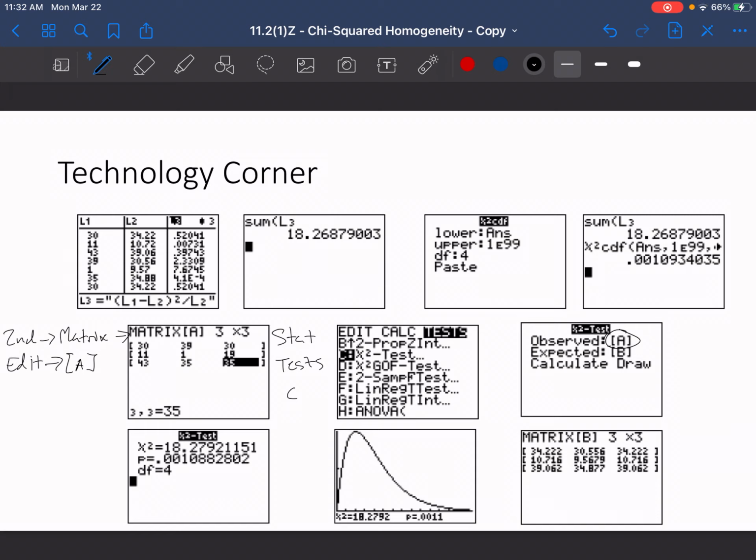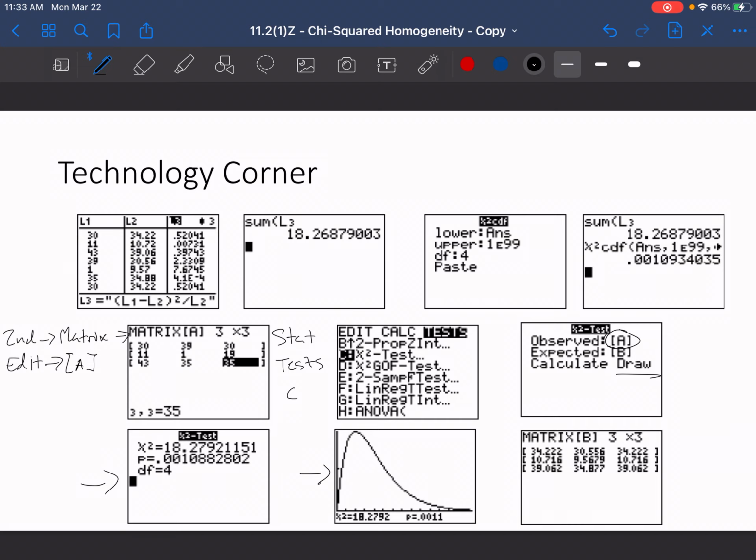Once you've entered in everything for matrix A, just go to your chi-squared test, arrow down to calculate, and it should give you your chi-squared value of 18.28 with a p-value of 0.0011 and a degrees of freedom of 4. If you wanted to draw this graph, all you would need to do is go to the chi-squared test, and instead of hitting calculate, just hit draw, and you should be able to get your graph right there.